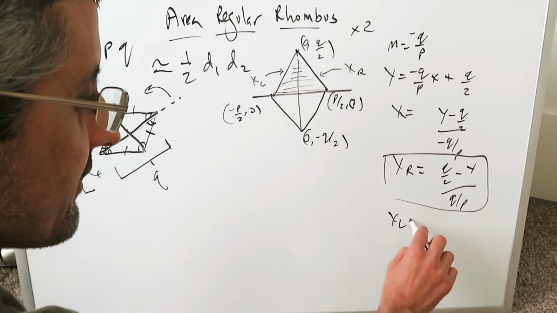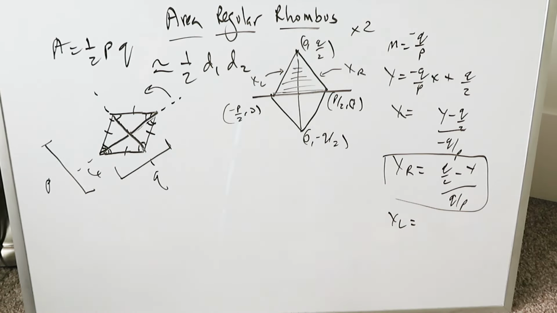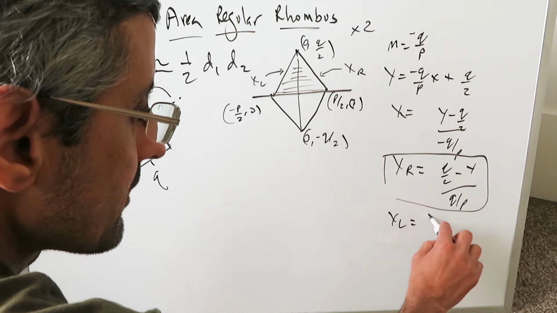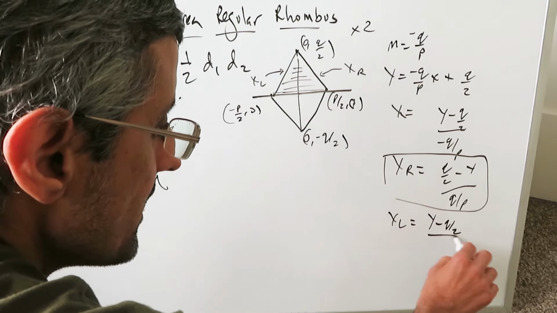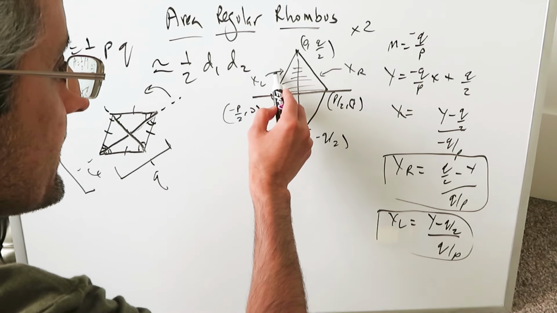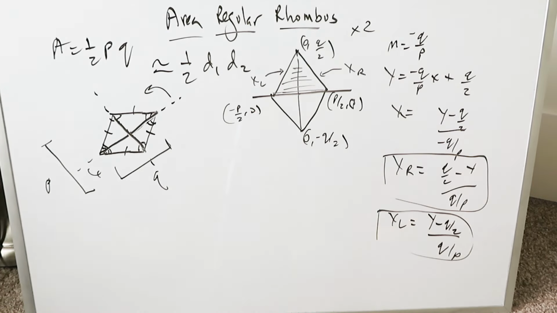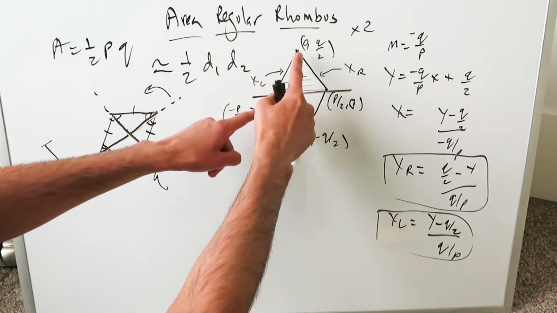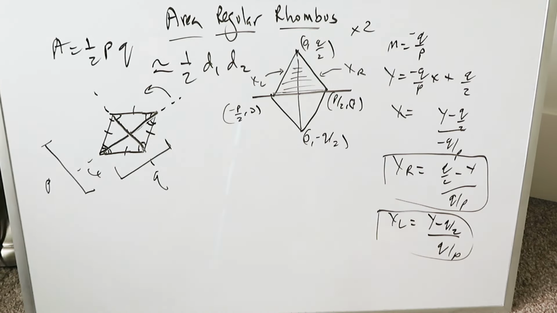Your left boundary curve, since everything here is symmetric around the y-axis, is easy. It'll be the opposite of that, (y - Q/2) divided by Q/P, because here the slope of this is going to be positive Q/P. I've given you your right boundary curve, and your left boundary curve is easy. You could have determined them for yourself, and in each case you solve for x, because your equation has to be in the form x equals.